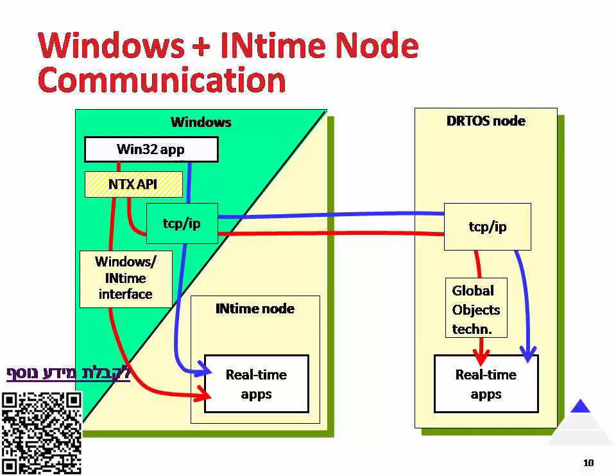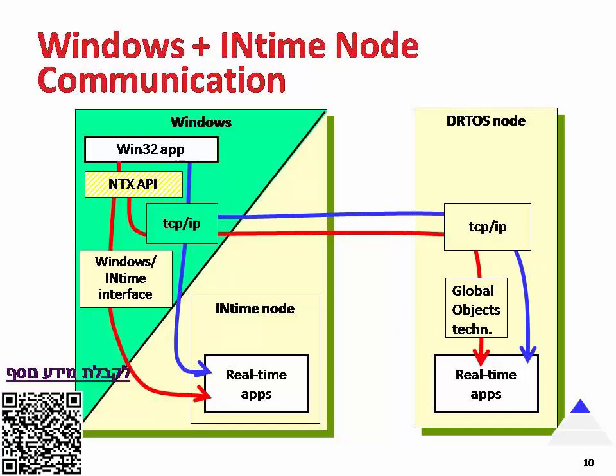Win32 applications can communicate with InTime nodes using respective counterparts of the InTime APIs, global objects technology or network layers. Use the NTX functions to communicate with the InTime objects. Use the iWin32X API to access iWin32 handles. Use standard TCP/IP calls to access InTime and dRTOS nodes. Win32 applications can use InTime objects and iWin32 handles, independent of where they are located.